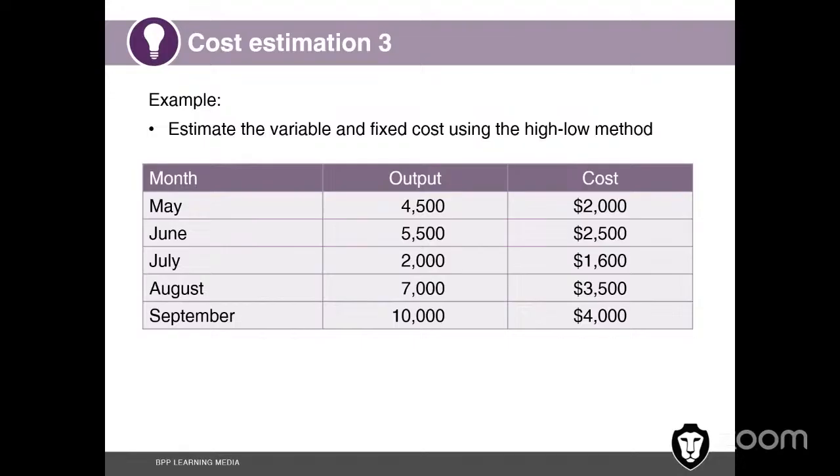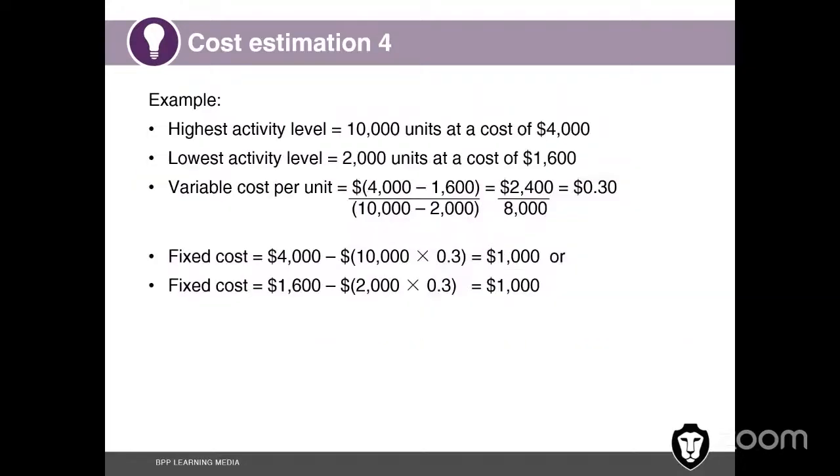So the high-low method will take out the variable part, right? And after that, you're going to use a formula to work out what proportion of it is fixed. So let's use this example. The highest activity level was 10,000 units and the cost was 4,000. The lowest activity level was 2,000 units and the cost was 1,600. How do you get the variable cost per unit? The change in the cost over the change in activity. So we put the change in cost over the change in activity, and then we get our 30 cents per unit.